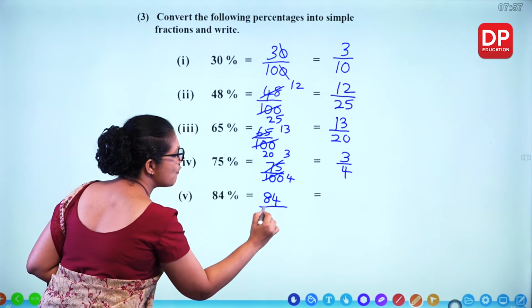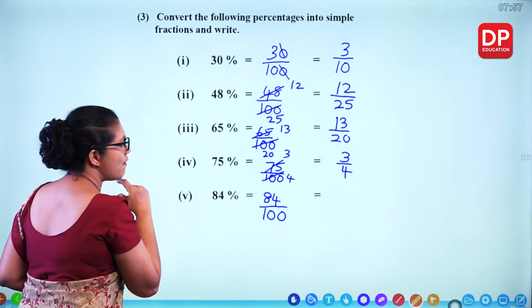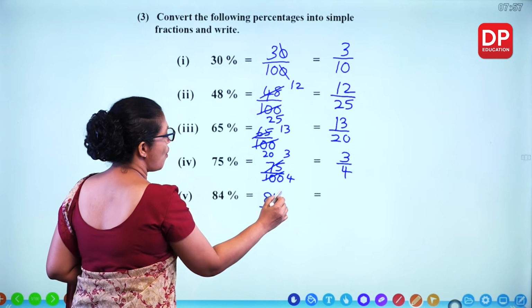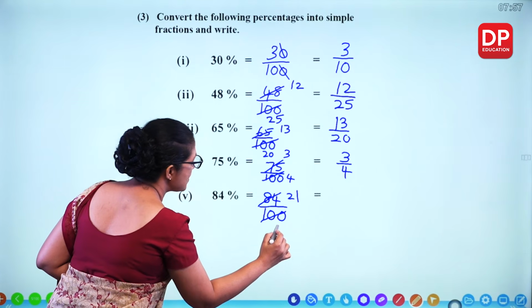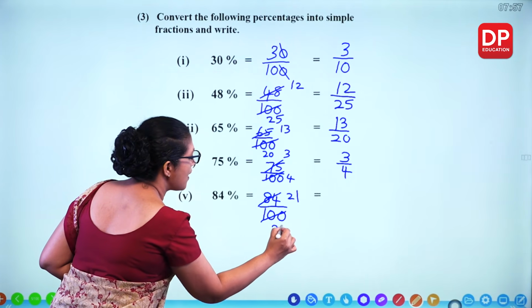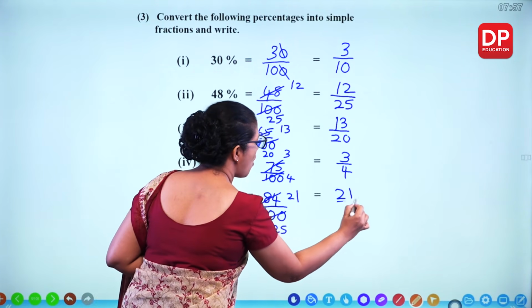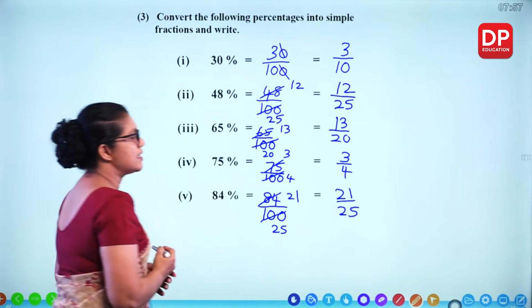And the last one, 84% means 84 out of 100. Divide by 4. 4 times 21, 4 times 25. So 21 out of 25.